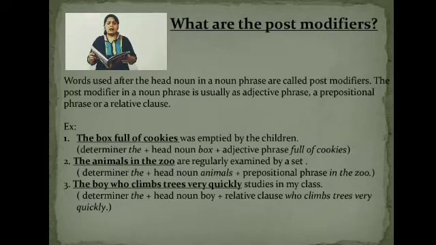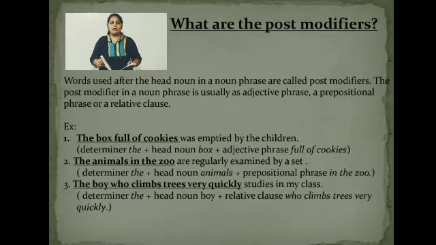Let's see an example of how a post modifier can be an adjective phrase, a prepositional phrase, or a relative clause. The box full of cookies was emptied by the children. Now here we have a head noun, and let me first tell you which is the noun phrase. The noun phrase is the box full of cookies.